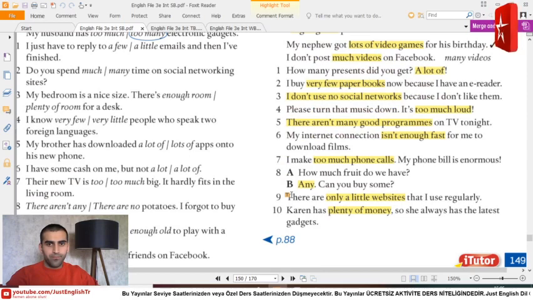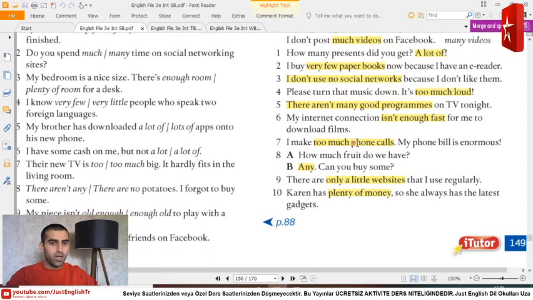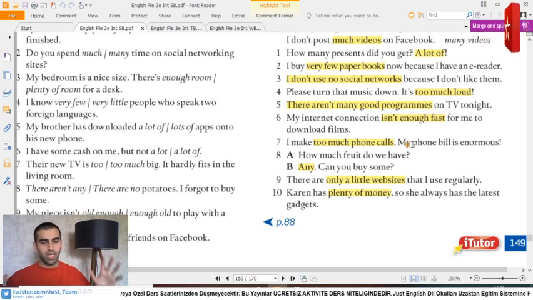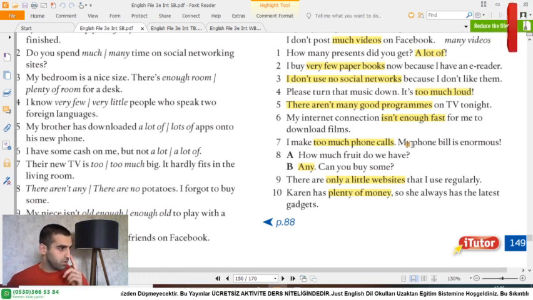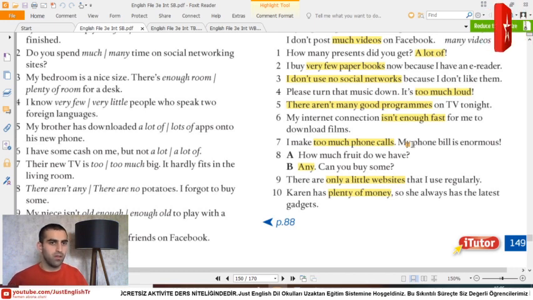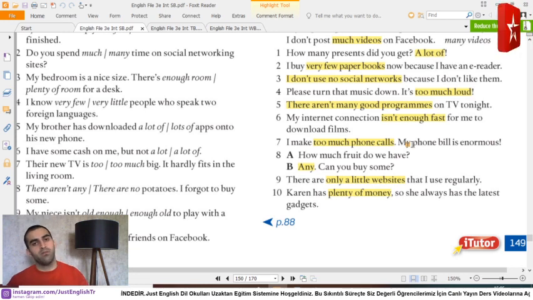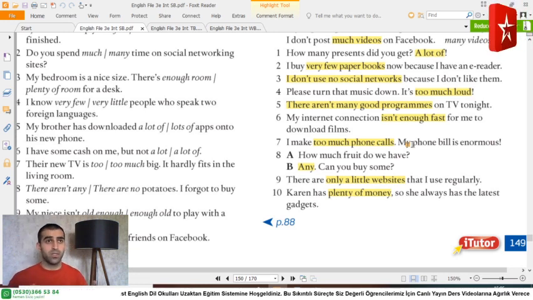Okay, number 7. I make too much phone calls. My phone bills is enormous. Okay, enormous. It means very, very big. So I make too much phone calls. Let's wait for your answers, guys, and please leave a comment and answer the questions. If there's a mistake, I will let you know the correct answer. I will explain why it is false and why we use much, why we use many, why we use a lot of. Okay, just don't hesitate. Let me know. Leave your comment and ask your questions, whatever you have.